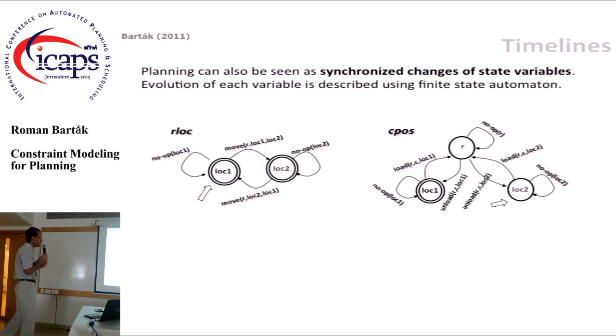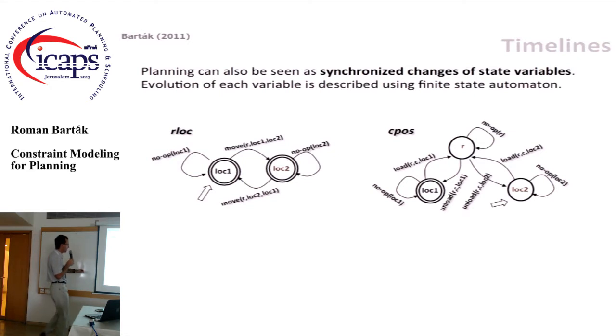So what do I mean? For each state variable, we describe the possible transitions of values of this state variable. We call it a finite state automaton. It's also known in planning as a domain transition diagram. There are some minor differences, but basically it's the same idea.